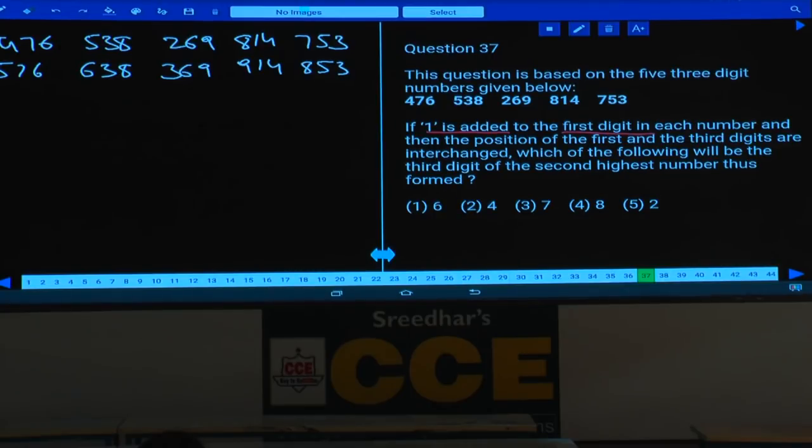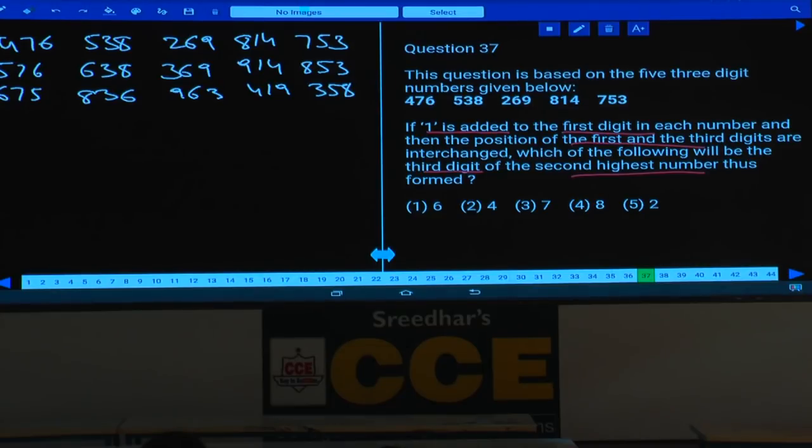And then the positions of the first and the third digits are interchanged. First and third digits interchanged is nothing but the entire number is reversed. Now this 576 when reversed will be 675, and this will be 836, 963 and 419, and this will be 358. Then which of the following will be the third digit of the second highest number? Yes, tell me what is the third digit of the second highest number.